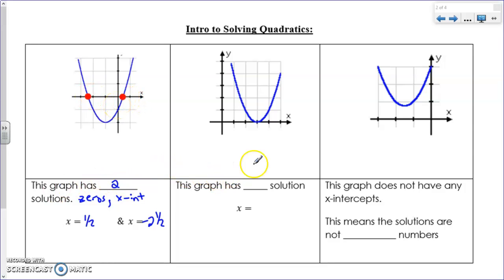Okay, so this graph, notice it only hits the x-axis 1 time, so it has 1 solution, at x equals 3 right here. Okay, here the graph does not have any x-intercepts or solutions because it does not cross. This means the solutions are not real numbers, okay? And we'll be talking about complex numbers, but that means that here we could not solve for these by factoring because they're not real solutions.